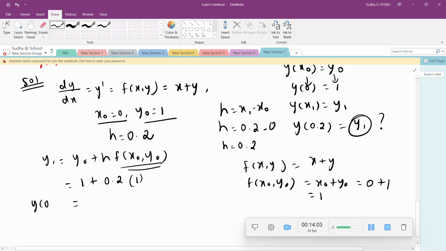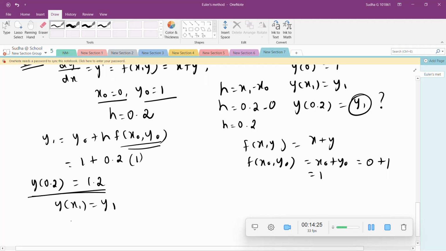So y of 0.2, using calculator simplify, we will get the answer 1.2. So this y of x1 equal to y1. So x1 value 0.2, y1 value 1.2. In case if we need to find out y2, using x1, y1 values, need to find out y2.